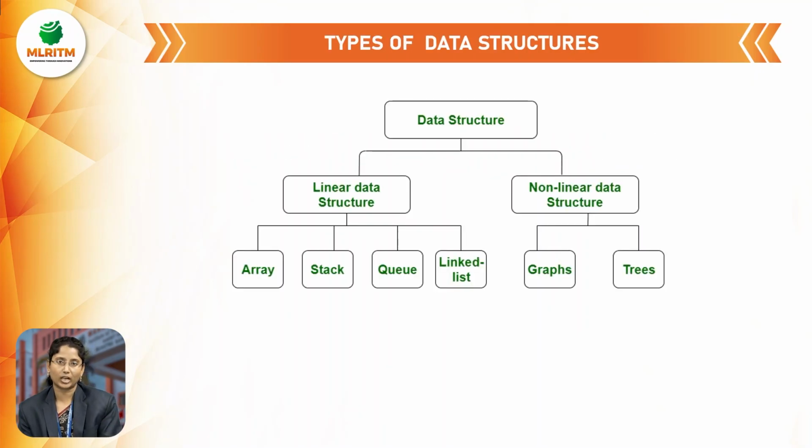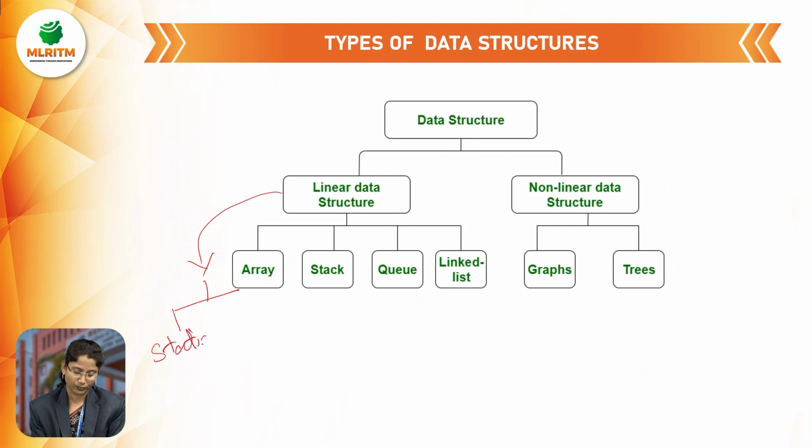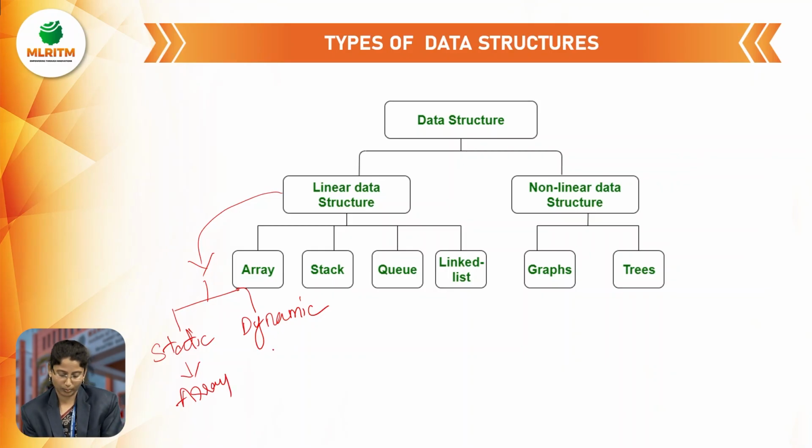And we have two types of data structures. First one is linear data structure. And in linear data structure, the data is stored in a sequential manner. Again, the linear data structure is divided into two types. First one is static and the second one is dynamic. So under static, we'll be having the array data structure, and under dynamic, we'll be having the stack, queue, and linked list. These are the linear data structures.